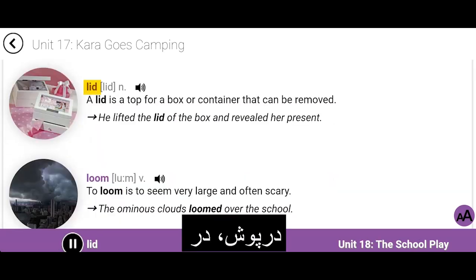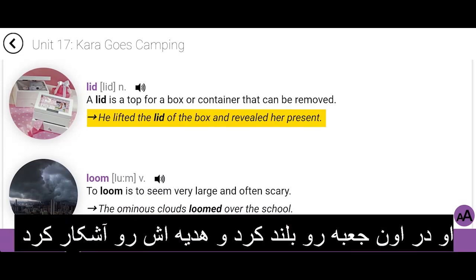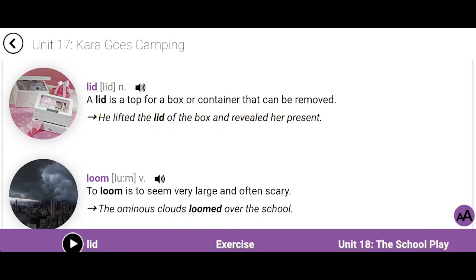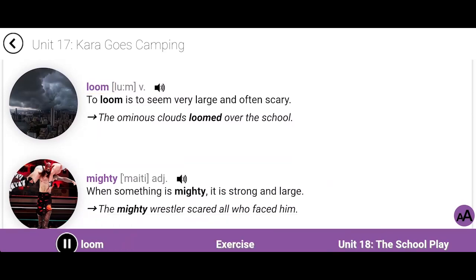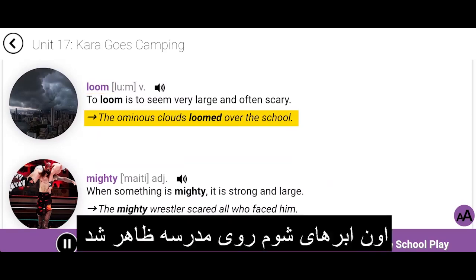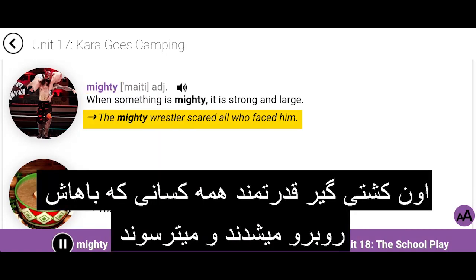Lid. A lid is a top for a box or a container that can be removed. He lifted the lid of the box and revealed her present. Loom. To loom is to seem very large and often scary. The ominous clouds loomed over the school. Mighty. When something is mighty, it is strong and large. The mighty wrestler scared all who faced him.